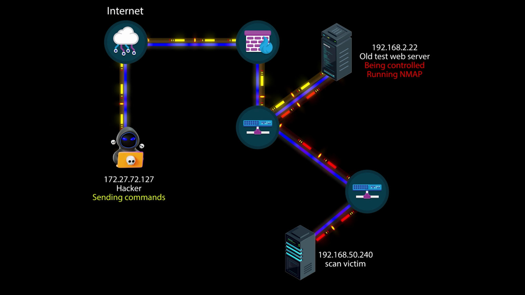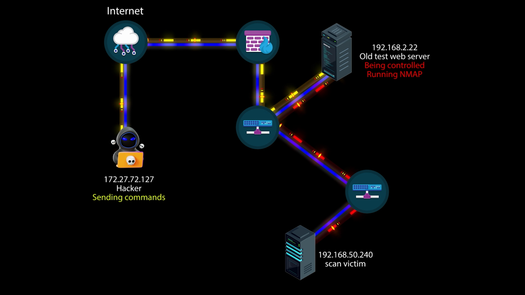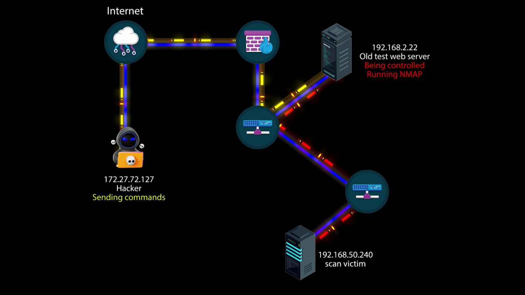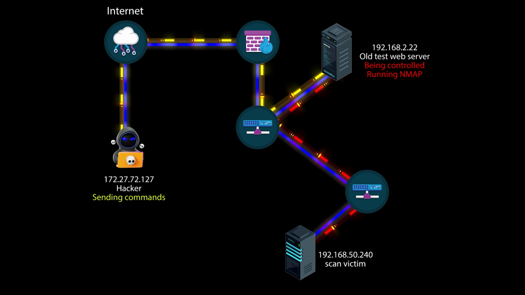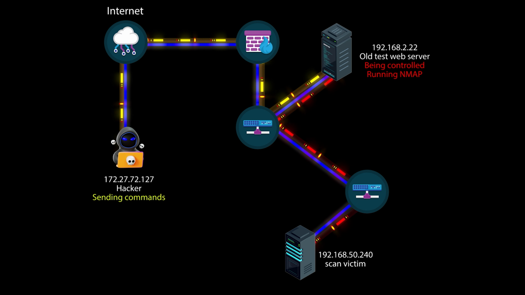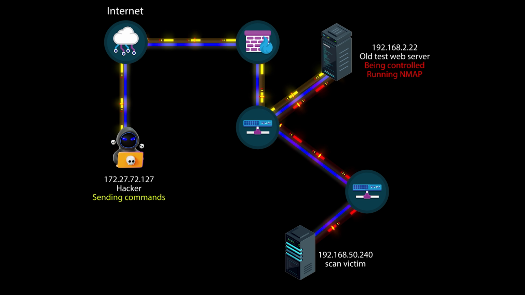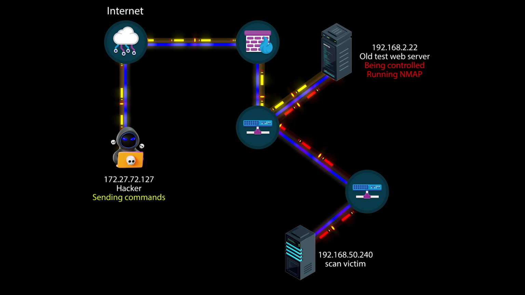In this case, the hacker has compromised our 192.168.2.22 test server, the one that should be down, and it looks like he sent some kind of reverse shell back to his IP at 172.27.72.127. Now this traffic could have been encrypted or using some kind of command and control software, and we might not be able to see the commands, but we should still be able to see the encrypted commands happening right before each of the scans start.